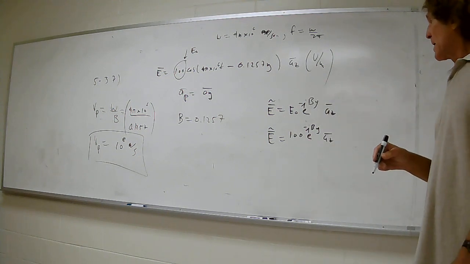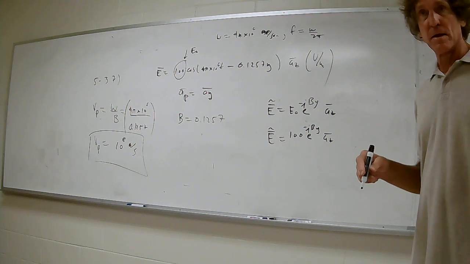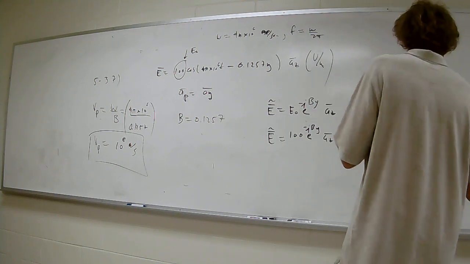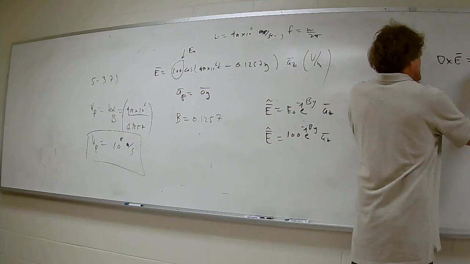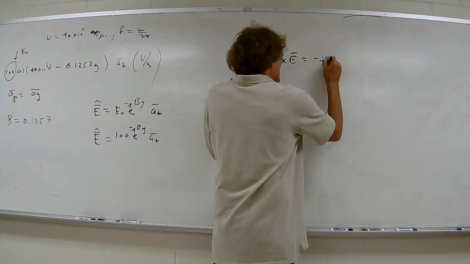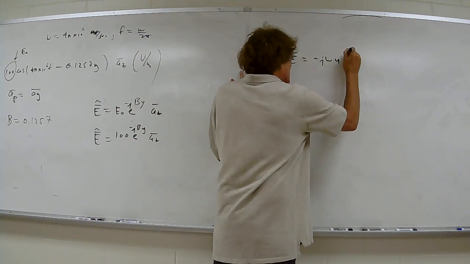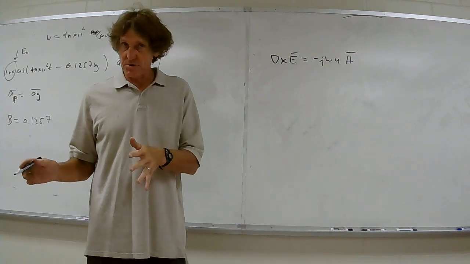I said yeah. All right, now there are two things you can do to get H. I want you to hear me. You can take the curl of E, and that's equal to minus j omega mu H. Just telling you this, you could do this. You don't have to, but I want to show you something about this.